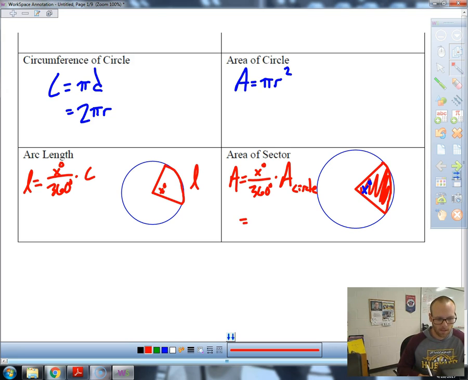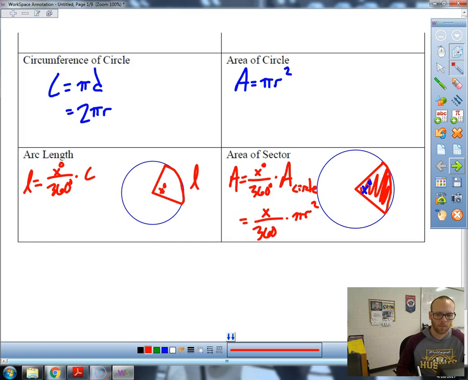Now, if we want to take this one step further, this is x over 360 times, how do we find the area of the circle? Pi r squared. Same technique as arc length, except for a fraction of the area of the circle, not a fraction of the circumference of the circle.